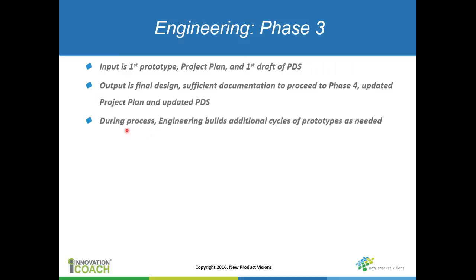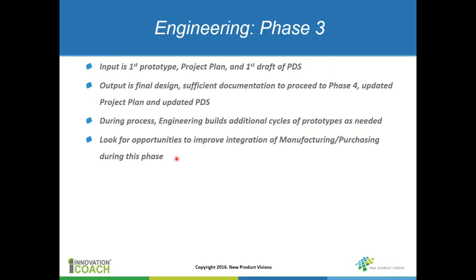So during this process, the focus really is the design of the engineering of the product through usually one or multiple cycles of prototypes. And then within each cycle of prototypes, there might be multiple numbers of those prototypes. And actually all of this should be decided as part of phase 2 in developing the project plan. You shouldn't wait until you're in phase 3 to decide how many cycles and how many prototypes you're going to build.